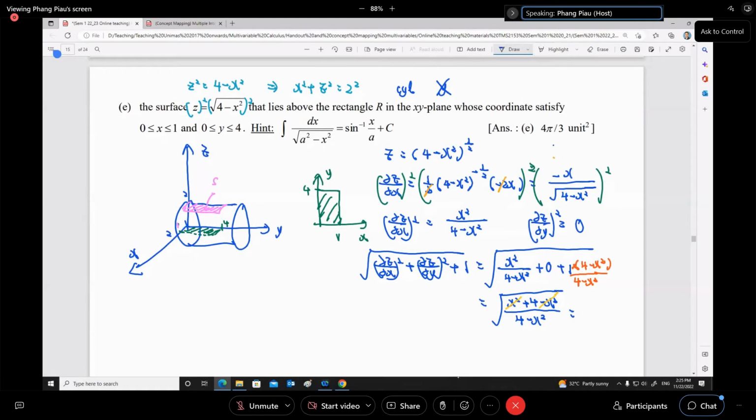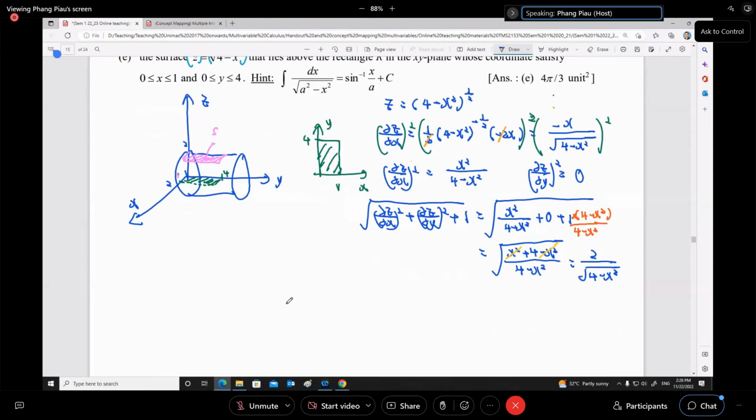Of course, you not only can equate the denominator, you can actually split the square root into 2. Here we have the 2 because this is square root of 4, you know that it is 2. Then here you have the square root of 4 minus x power 2. So this looks much simpler compared to here. Okay, so with that, we can go for the integration.